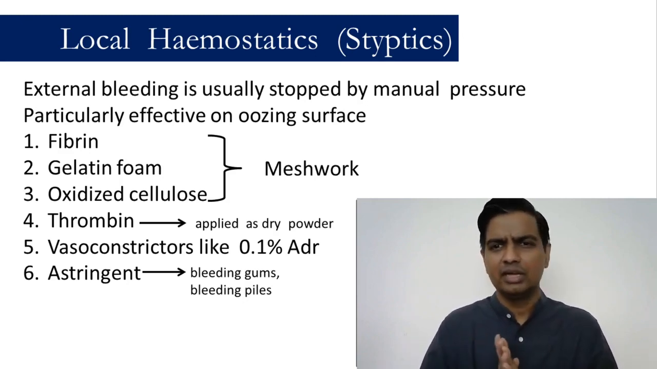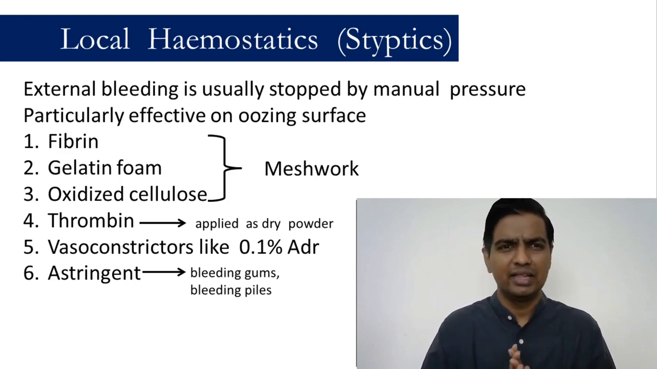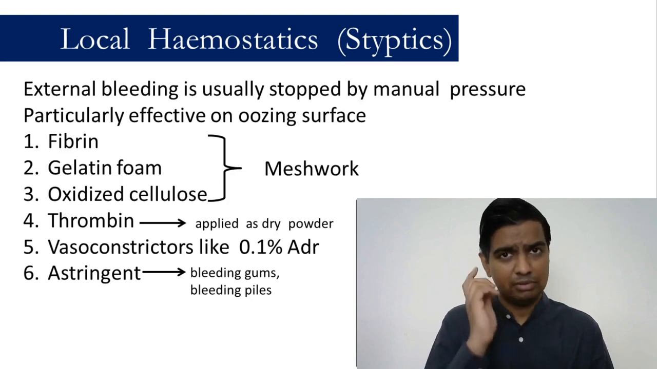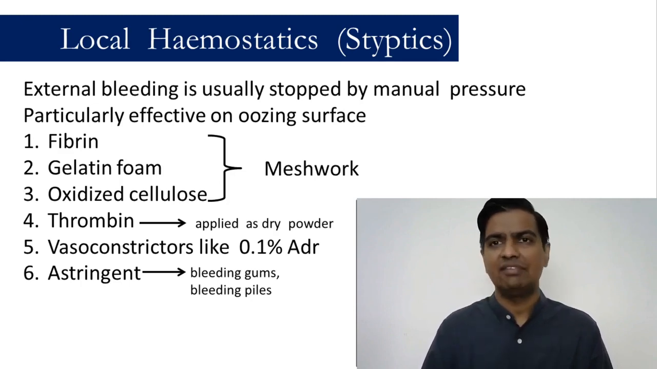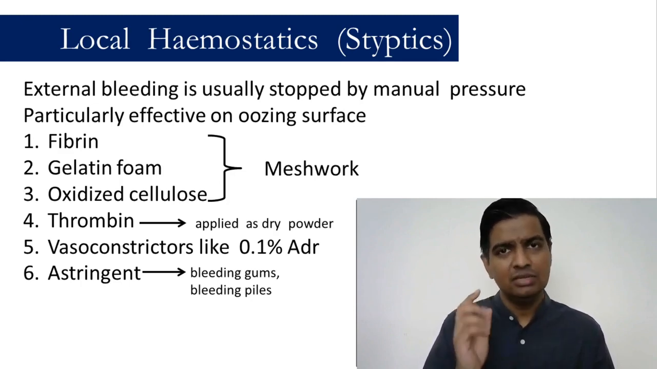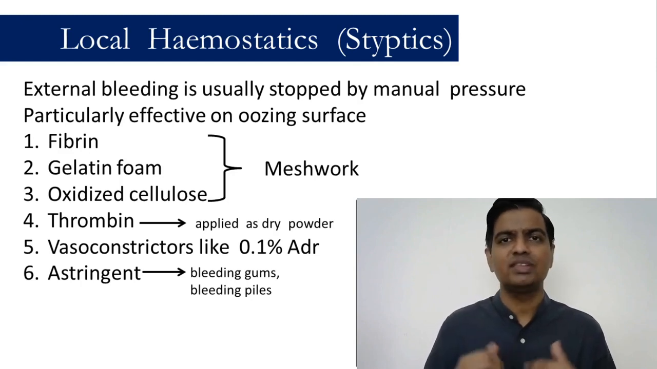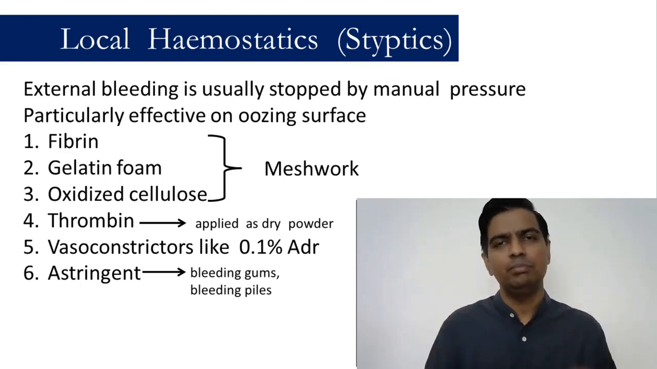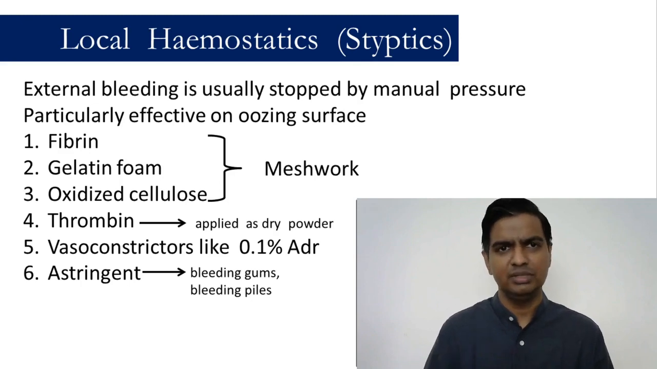So we use them in bleeding gums and bleeding piles. A good example of astringent is the alum that males apply after shave. The alum is an astringent. It stops the bleeding by coagulating proteins near the wounds. Simply, so these can be used locally.